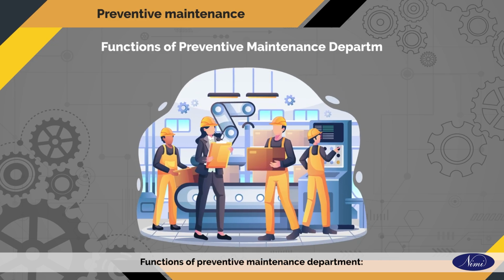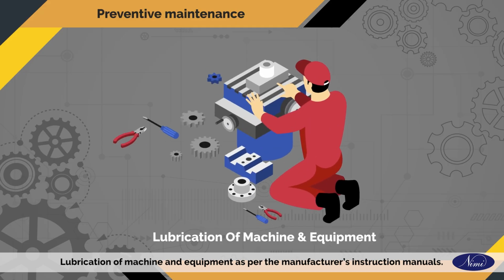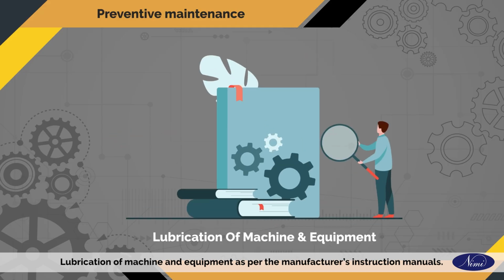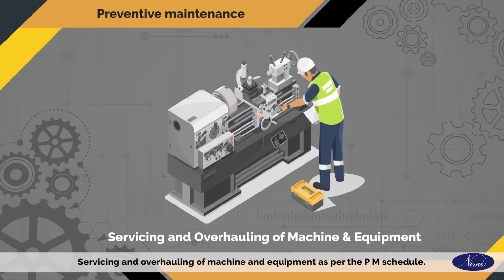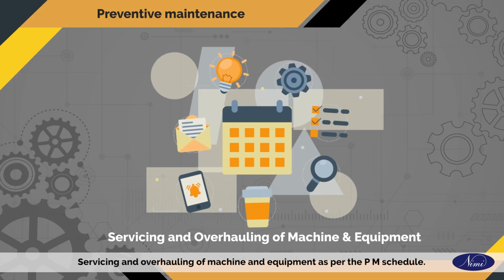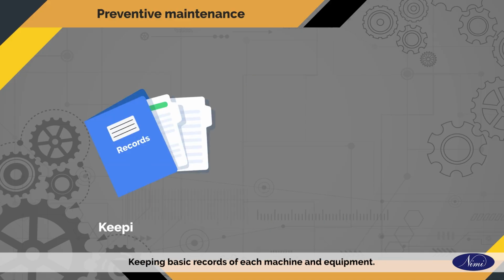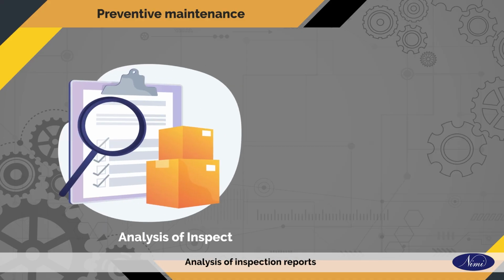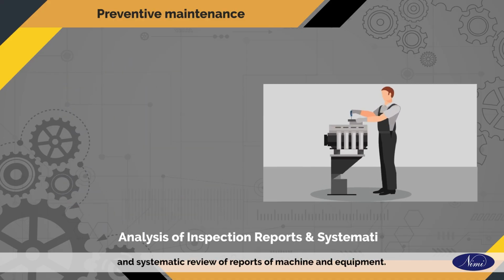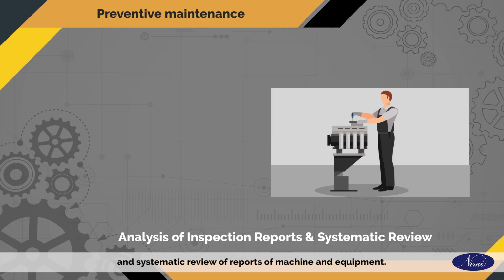Functions of Preventive Maintenance Department: periodic inspection of machine and equipment as per the checklists, lubrication of machine and equipment as per the manufacturer's instruction manuals, servicing and overhauling of machine and equipment as per the PM schedule, keeping basic records of each machine and equipment, analysis of inspection reports and systematic review of reports of machine and equipment.